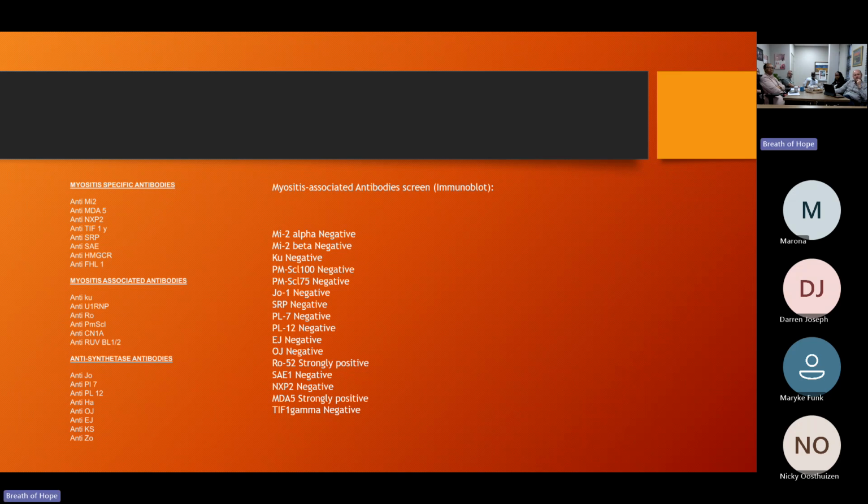All right, so there you can see a typical example of an immunoblot assay. We do have some assays now that give us more antibodies. And this is a very nice result that you see here, because we've got a strongly positive MDA5 and a strongly positive Ro52. And the Ro52 is often associated with myositis, and you'll often see it positive along with another antibody in the immunoblot.